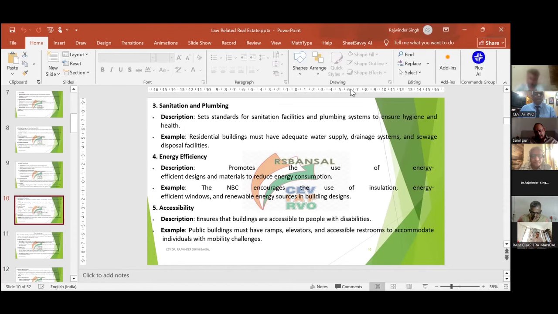Then energy efficiency. The National Building Code 2016 promotes the use of energy efficient designs and materials to reduce energy consumption. It encourages the use of insulation, energy efficient windows, and renewable energy sources in building designs. And then accessibility, which we have already discussed, that buildings have to be made accessible to persons with disabilities.